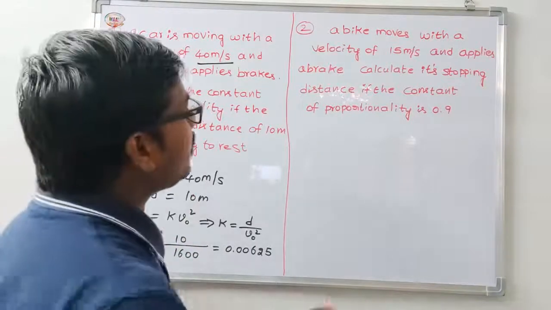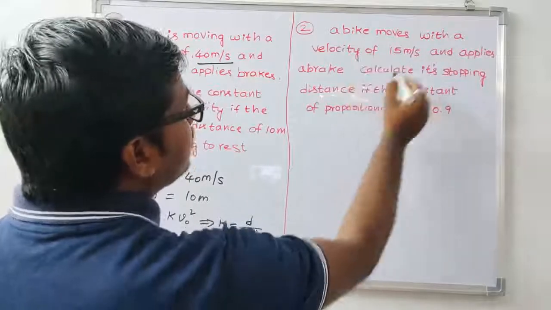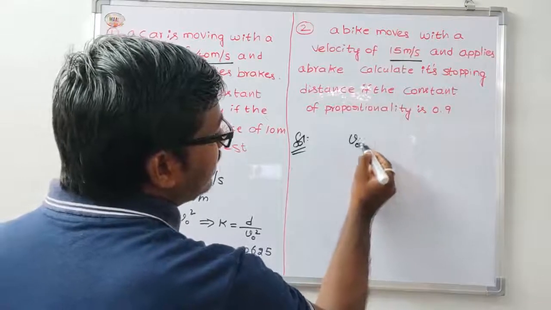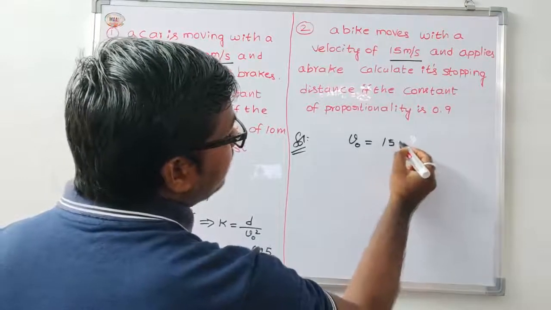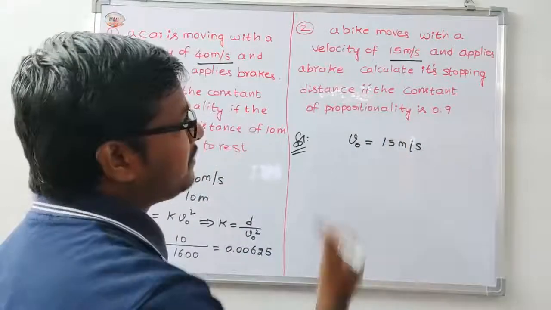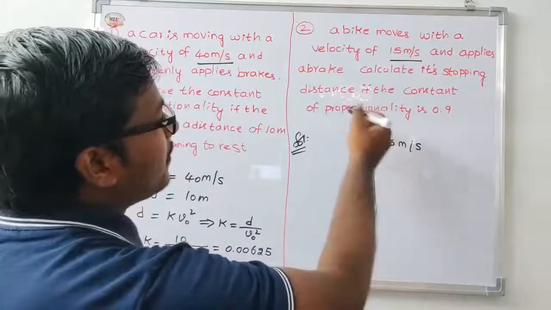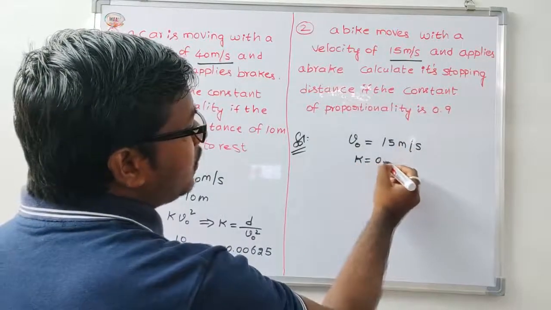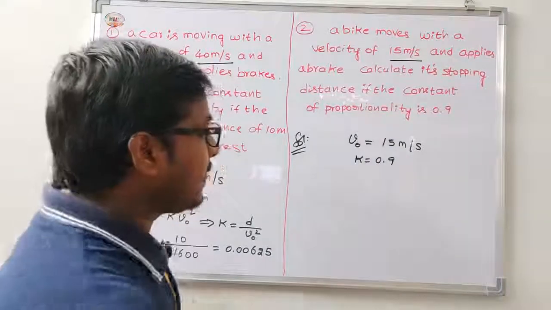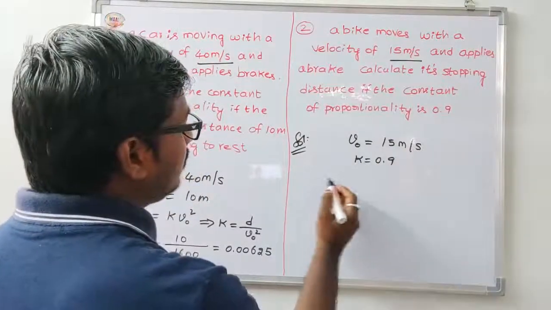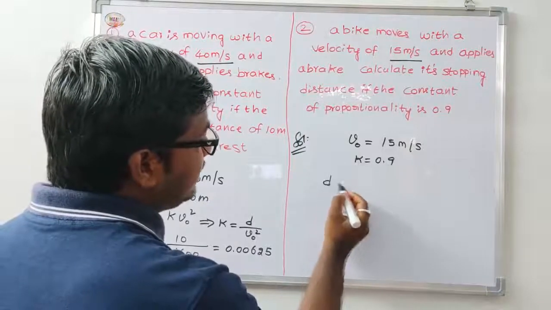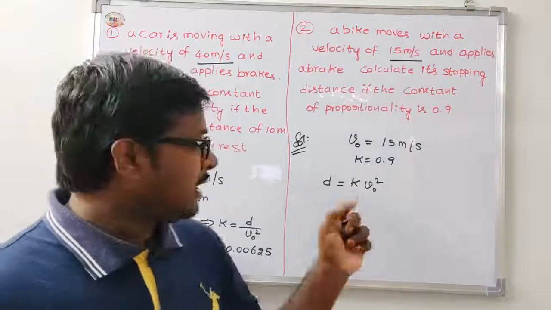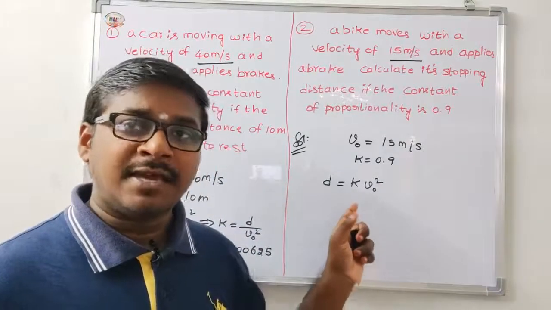Now the second problem. A bike moves with an initial velocity v0 of 15 meter per second and applies a brake. Calculate its stopping distance if the proportionality constant k is equal to 0.9. The stopping distance d is equal to k into v0 square, directly proportional to the square of the initial velocity.